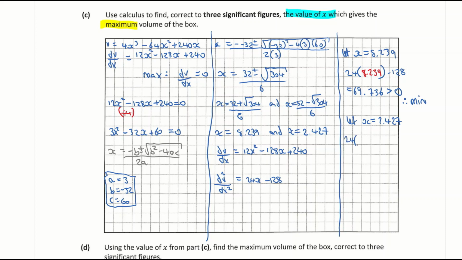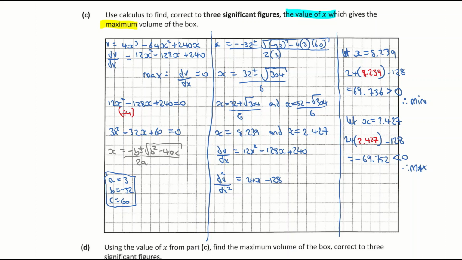So subbing it in, 24 multiplied by 2.427 minus 128. And when I work that out, I'm getting minus 69.752. And this is less than 0. So therefore, this must be my maximum.